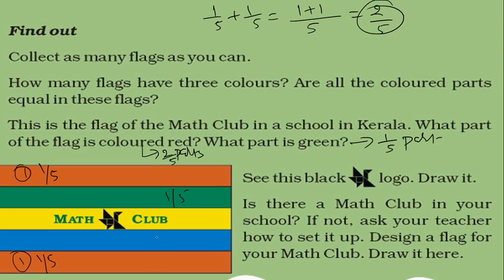is colored in green. See this black logo, draw it. Is there a math club in your school? If not, ask your teacher how to set it up, design a flag for your math club, draw it here. So you can ask your teacher how to draw it and start a math club. So each color we can write here 1 by 5th except the yellow color. Look here.